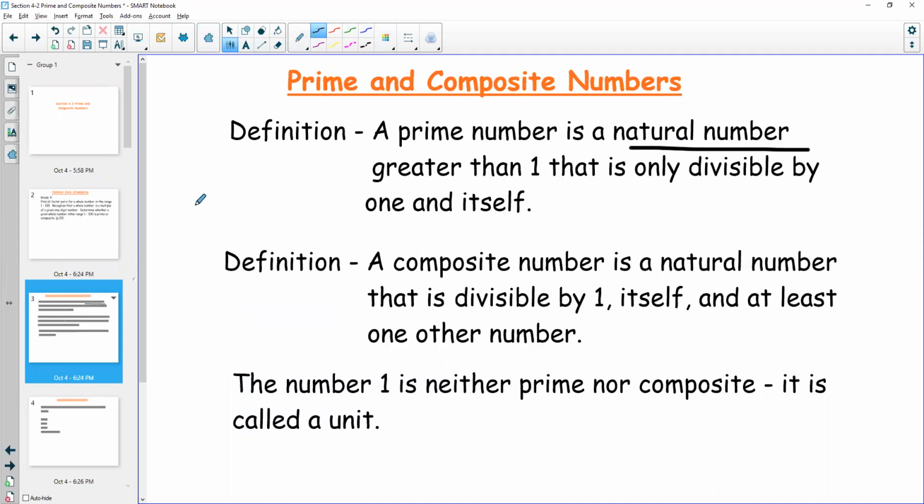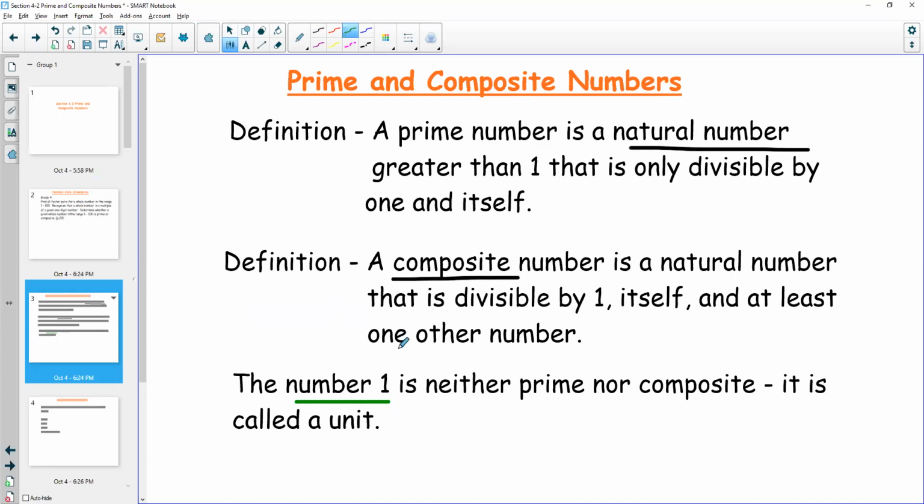A composite number is also a natural number, but it is a number that is divisible by 1, itself, and at least one other thing. So 4 is divisible by 1, 4, and 2. 9, right? 10. So there's lots and lots of primes and lots of composite numbers. Numbers are either one or the other, with the exception of 1. It is a unit rather than prime or composite.